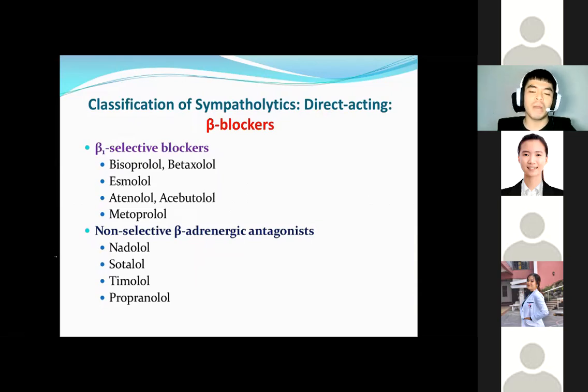So meron tayong mga classifications ng beta blockers. Meron tayong dalawang basis of classification sa beta blockers. Number one is based on their selectivity of action. And number two, that is based on their miscellaneous actions.